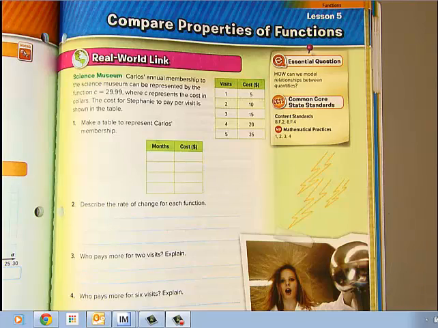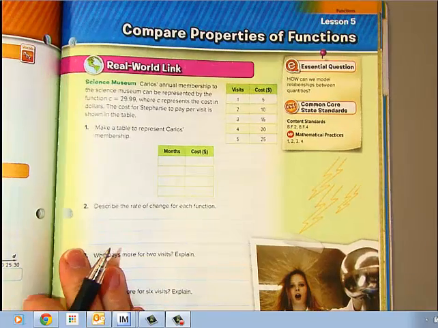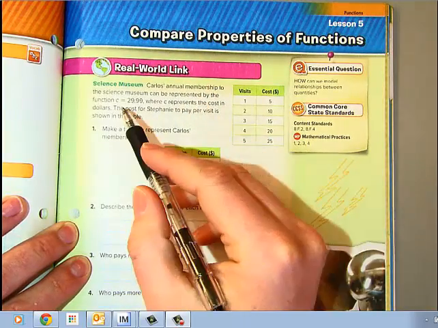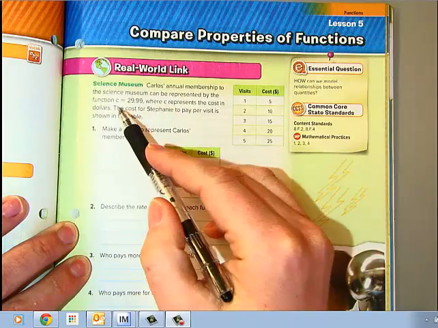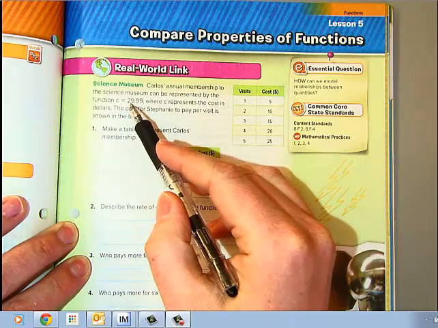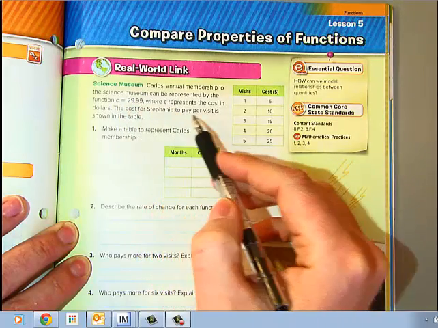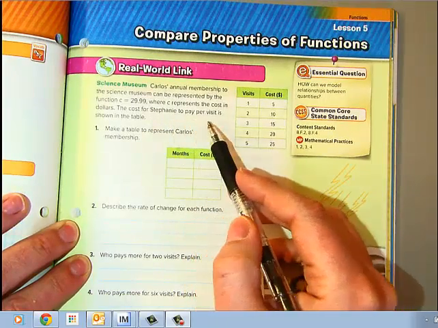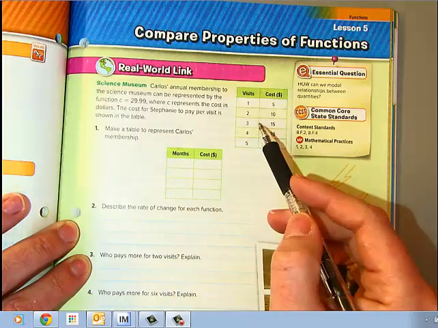Go ahead and open your books, turn to page 309, and we're doing chapter 4, lesson 5, compare properties of functions. Okay, number 1 here. It says Carlos's annual membership to the Science Museum can be represented by the function C equals $29.99, where C represents the cost in dollars. The cost for Stephanie to pay per visit is shown in the table right here.